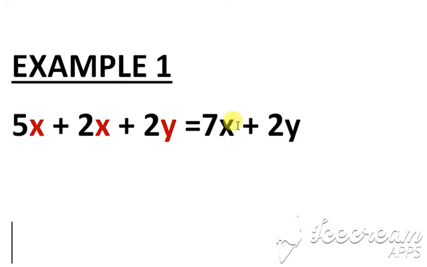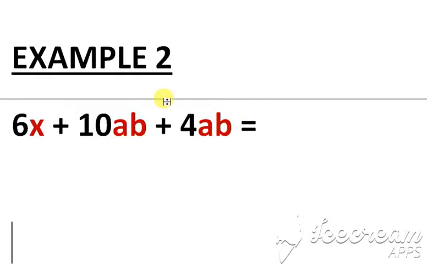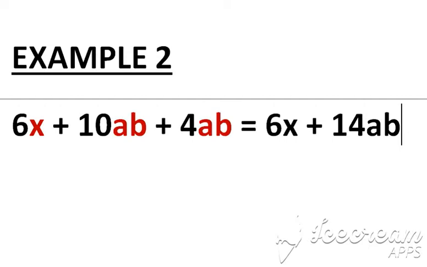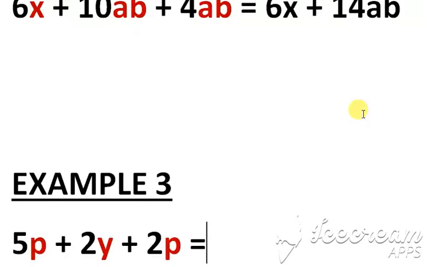Now let's look at example 2. Example 2 says 6x plus 10ab plus 4ab. Now let's look at 6x. Is there another number that has the same variable as 6x? No. So we can just say equal to 6x. Then we have another number, 10ab plus 4ab. They have the same variable, so we can add up the two numbers together. So we just add up the coefficients, 10 plus 4, which is equal to what? 14. So here we just have 14, and the variable is what? AB. We just pick one out of the two variables. I hope it's clear.